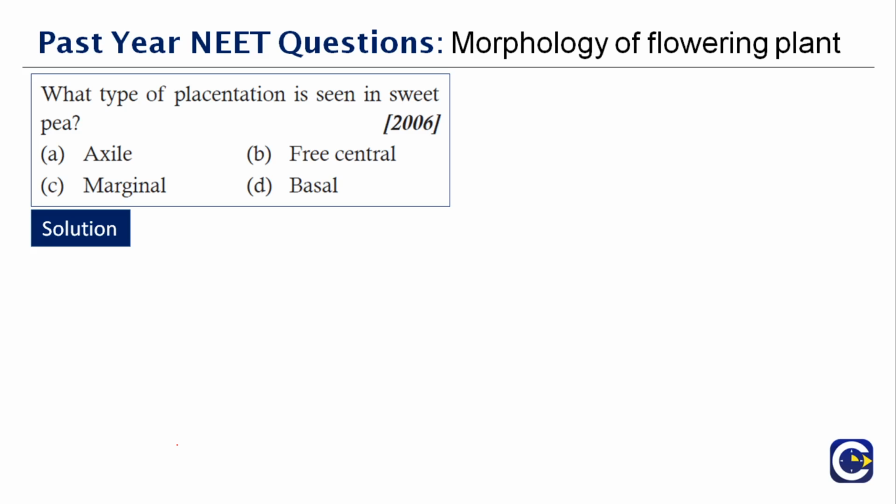In sweet pea, the gynoecium is monocarpellary and bears a single placenta along the junction of the two fused margins, and this is called marginal placentation. We already discussed what is axile, basal, free central in the earlier parts of the same chapter. I think I don't have to mention it again. So what type of placentation is seen in sweet pea? It is marginal, which is option C.